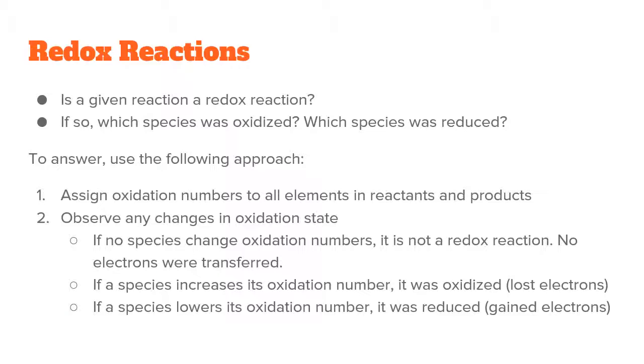And if so, which species is being oxidized? That is, which species is losing electrons? And which species is being reduced? Which element in the chemical equation is gaining the electrons? So to answer these questions, we're going to assign oxidation numbers to all the elements on the reactant side and the product side, and then compare those. If there's no change in any of the oxidation numbers, then it's not a redox reaction. And we can also see if the oxidation numbers are changing, are they increasing or decreasing?